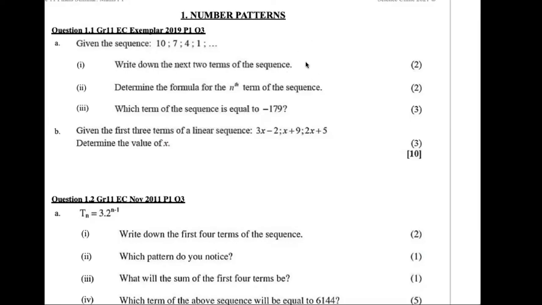So let's just write down our roadmap. Here we're going to be extending our pattern. Find a formula for the nth term, in other words, that's Tn. And then which term is equal to this value? So we're going to say Tn is equal to that. That is the roadmap of what we're going to do with this question, and that would score you 7, I think, really easy marks.